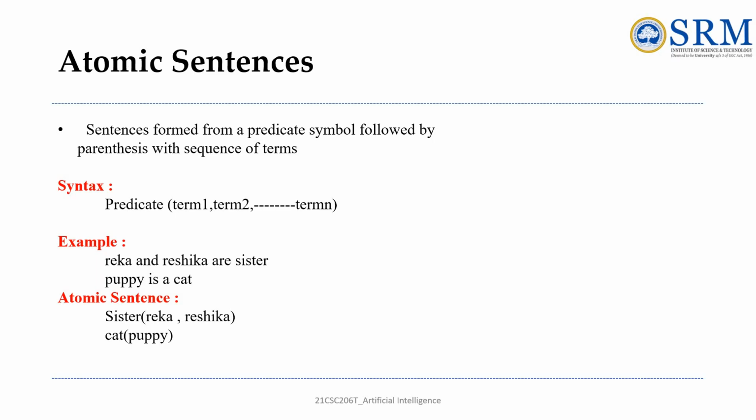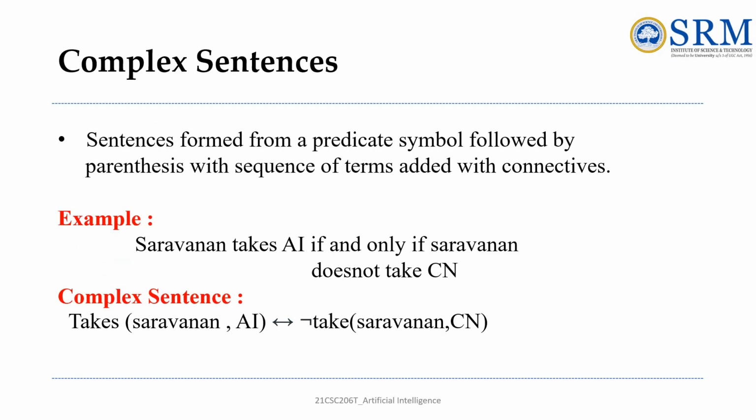Now consider a complex sentence with connectives. If we say if it rains, then the street will be wet, we express that with implication: rains of X implies wet of X. This first order logic allows us to express these kinds of relationships across many domains.